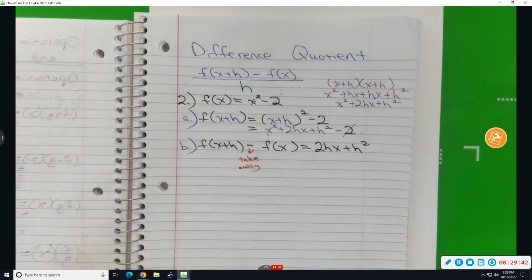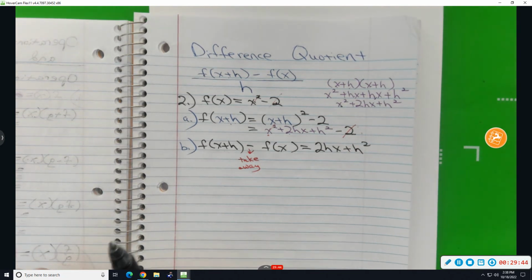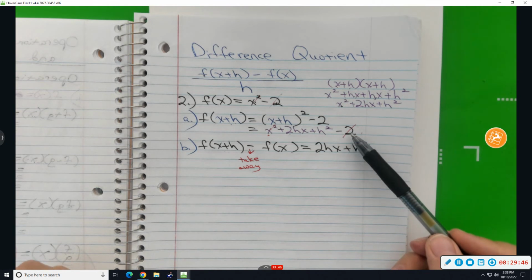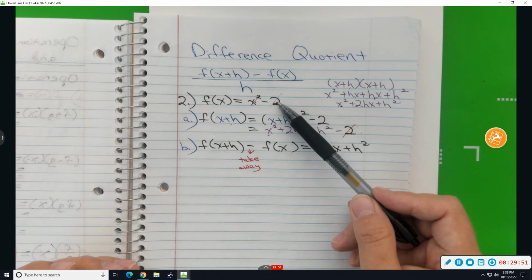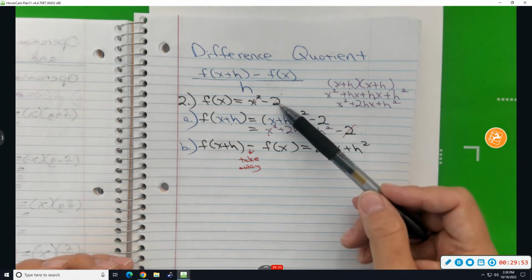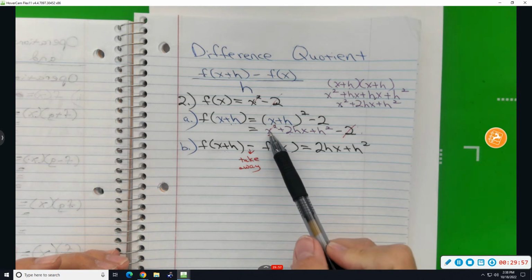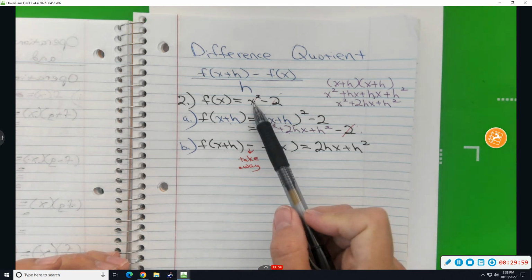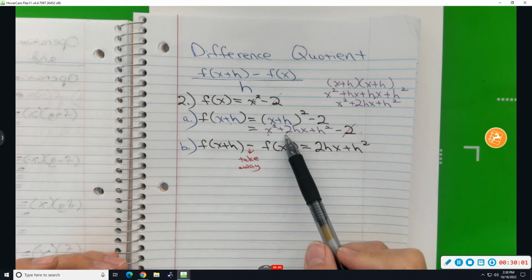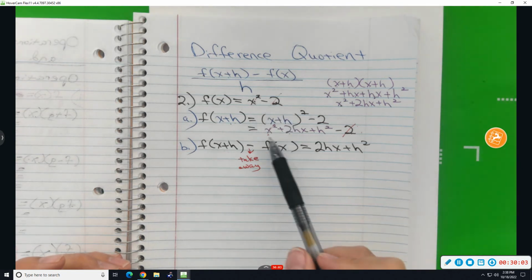Question. Let's hear the question. The negative 2 minus the negative 2 became a negative 2 plus 2. Think of it as takeaway. You are taking away the terms from the original function. What you have in part A, take away the terms from the original.